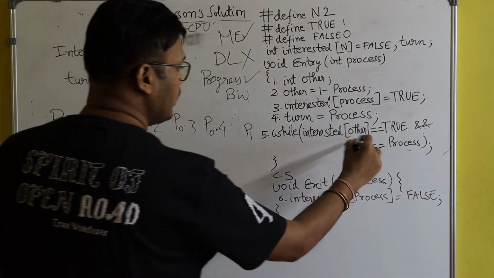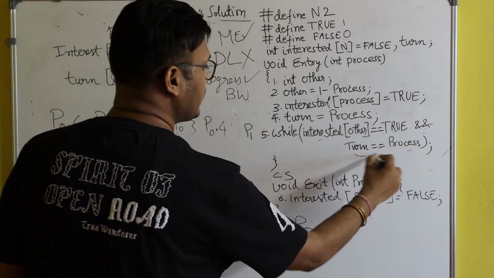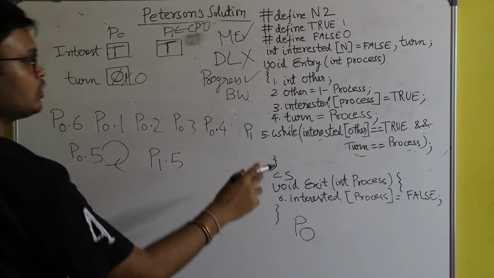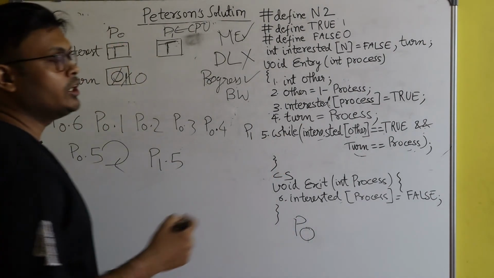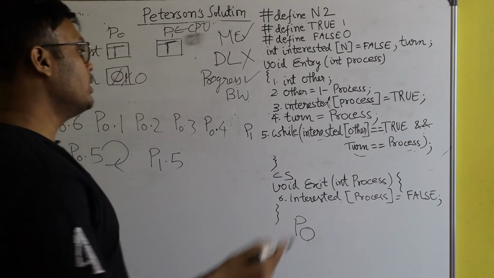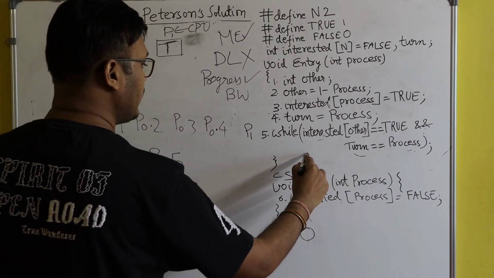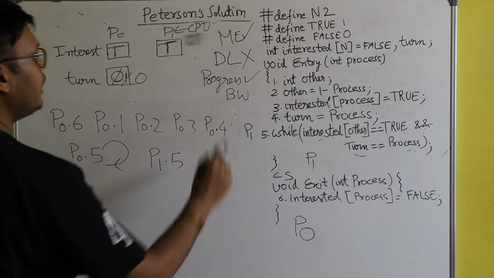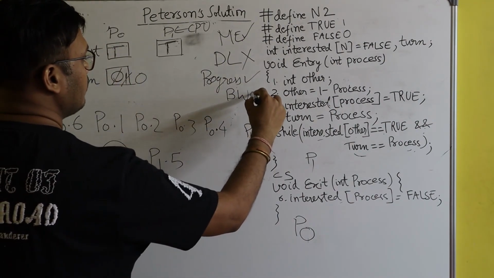It means what? The first condition is true and the second condition is false. So true and false means what? False. So here the overall condition of the while loop is false. It means the while loop will be broken. So now P1 can enter inside the critical section. So here you see bounded waiting is also there.